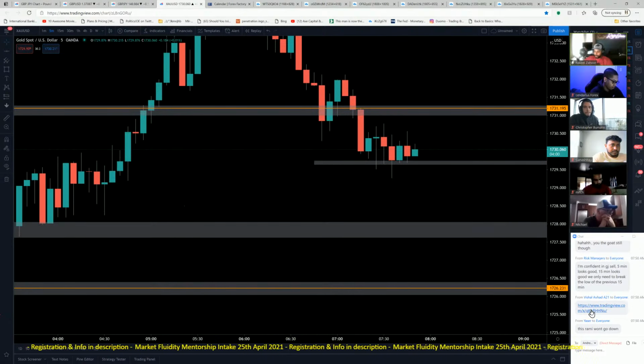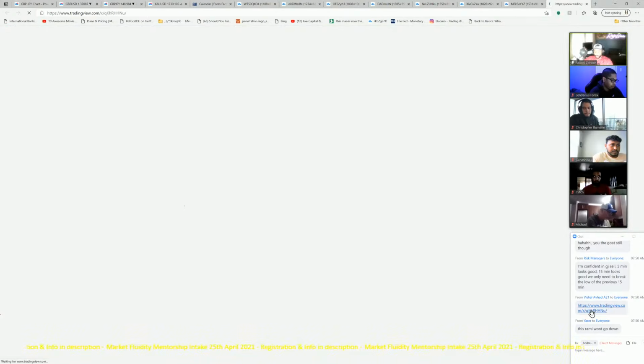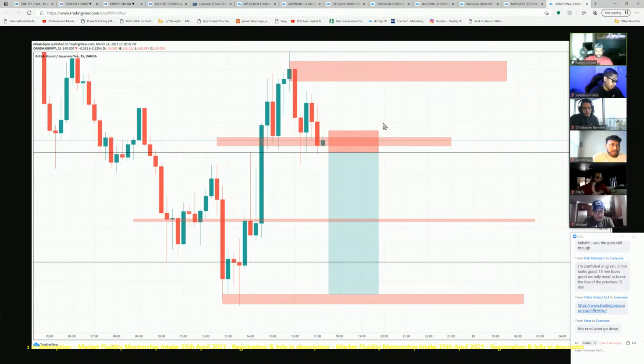When was the last time you were in drawdown for more than a week? I think probably like 2.5 years ago. Pound yen 15-minute chart, sell below this area, looks good. I think if we do continue breaking down, we're going to continue going bearish.